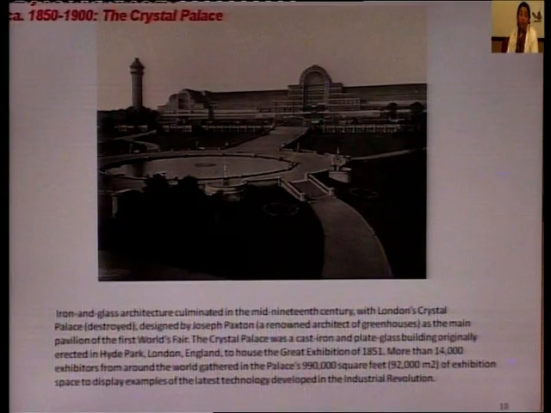So more than 14,000 exhibitors from around the world gathered in the palace, 990,000 square feet of exhibition space to display examples of the latest technology developed in the Industrial Revolution. So what was the great exhibition all about? From all over the world, you had people who had come in with their innovations, and it was a place to see and to be seen.